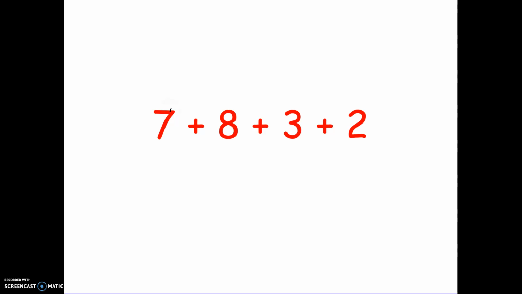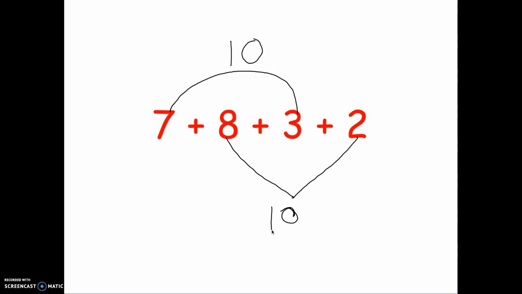If I take my 7 and add it to 3, that's 10. If I take 8 and add it to 2, that's also 10. And I know that 10 plus 10 is 20. So 7 plus 8 plus 3 plus 2 is 20. Sometimes, boys and girls, if you can manage to make 10s, 7 and 3, 8 and 2, then you can more easily add the numbers together in your head.